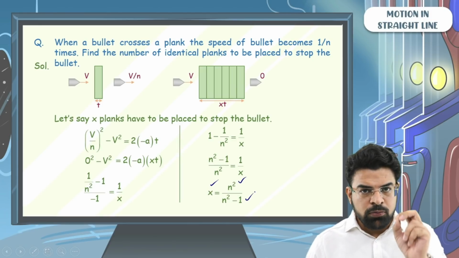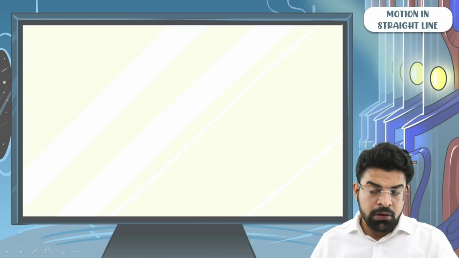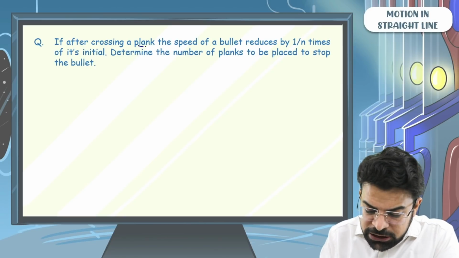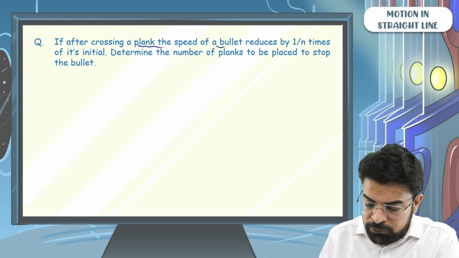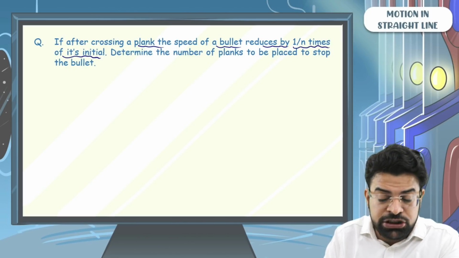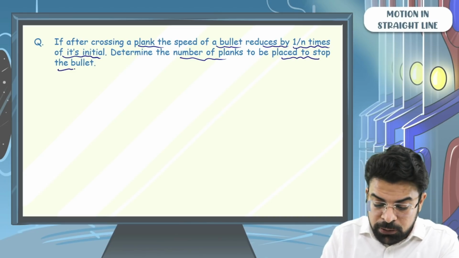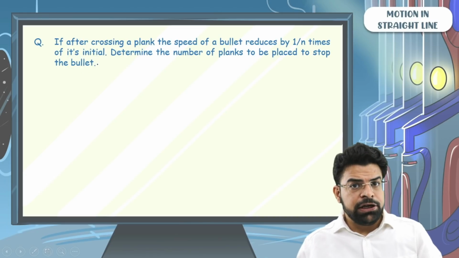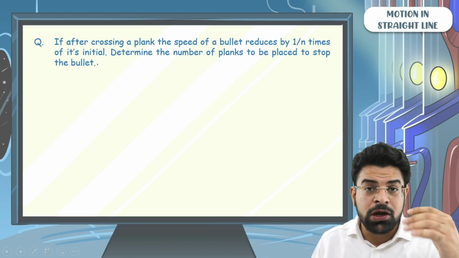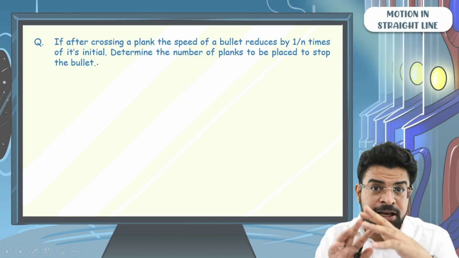Now let's practice one more question based on third equation of motion. So now the third question. If after crossing a plank, the speed of bullet reduces by 1 by n times of its initial, determine the number of planks to be placed to stop the bullet. After listening to this question, students feel like, sir, we have already done this question, you are repeating it. No, there is one small change in the question and the whole question has been changed.